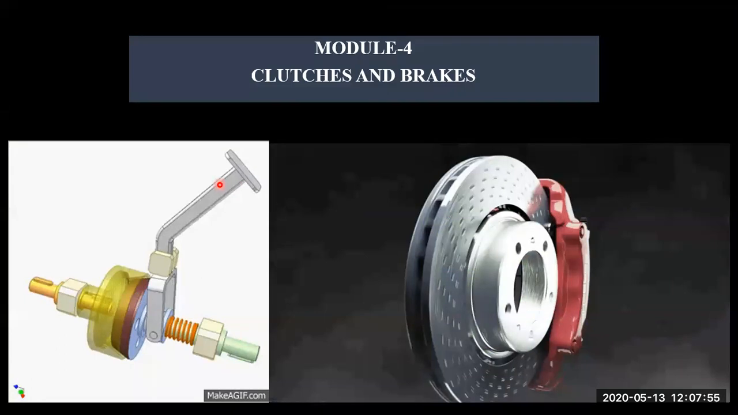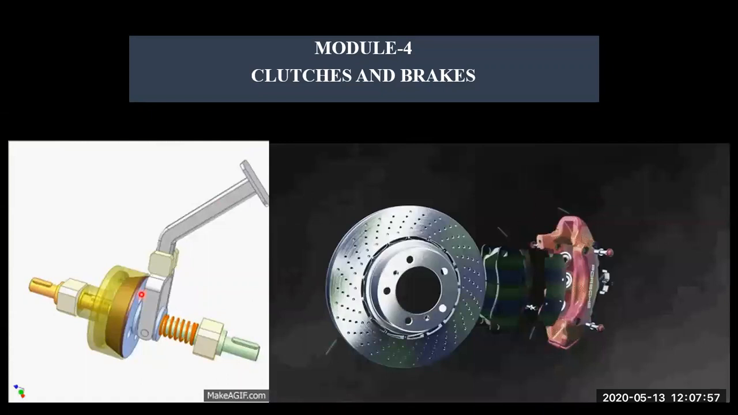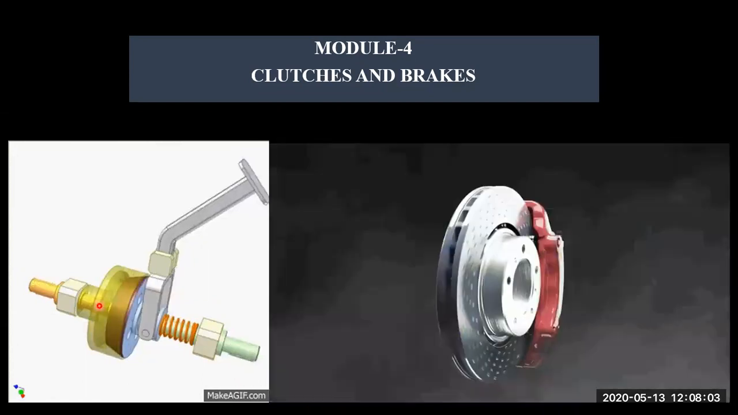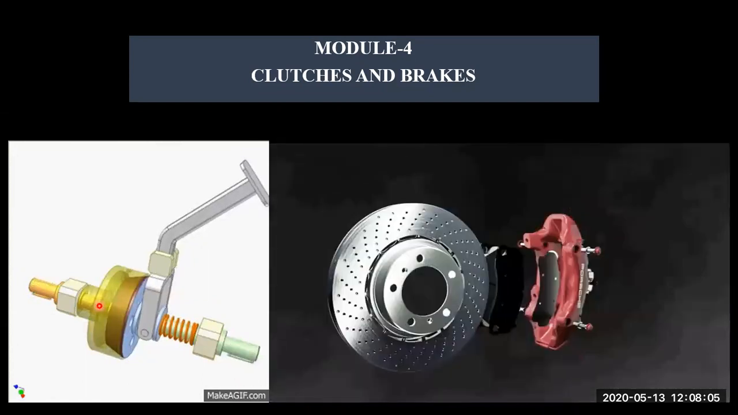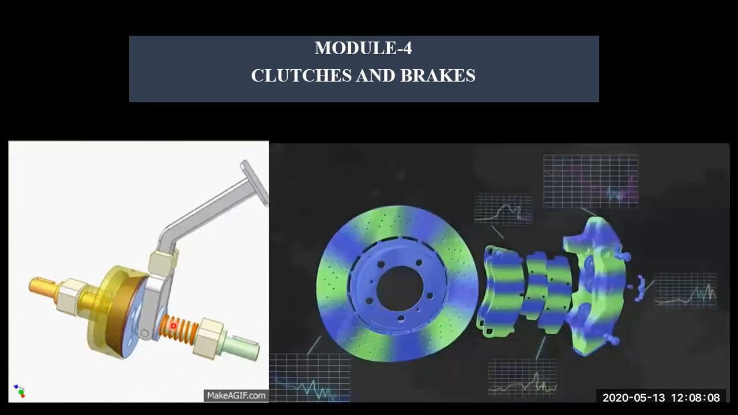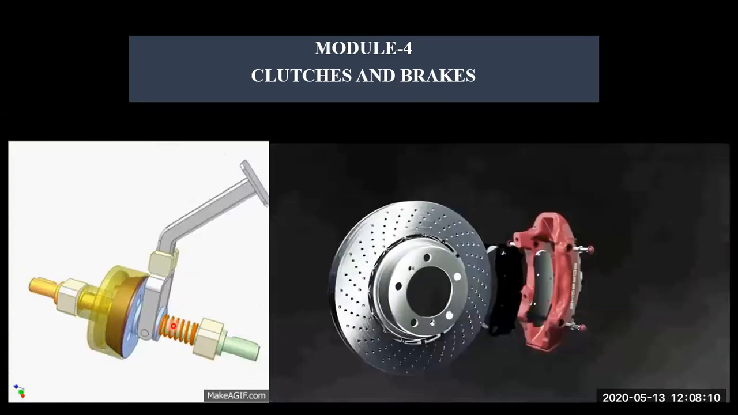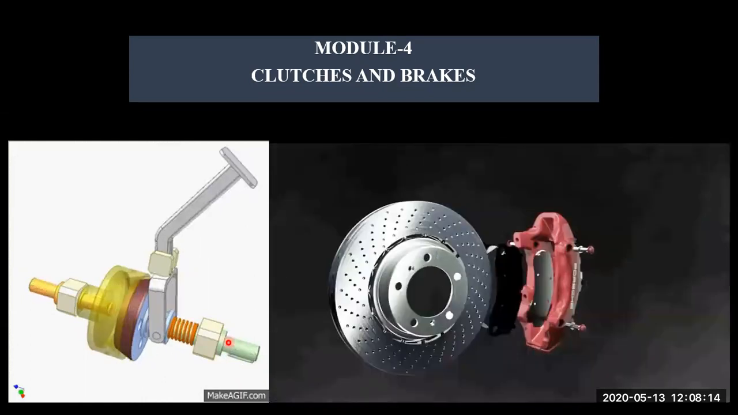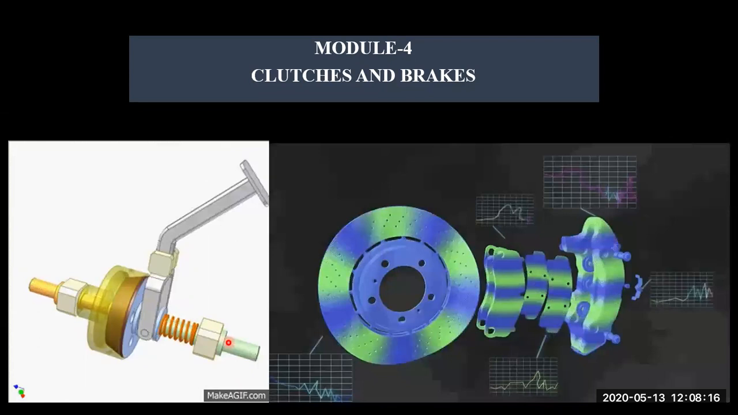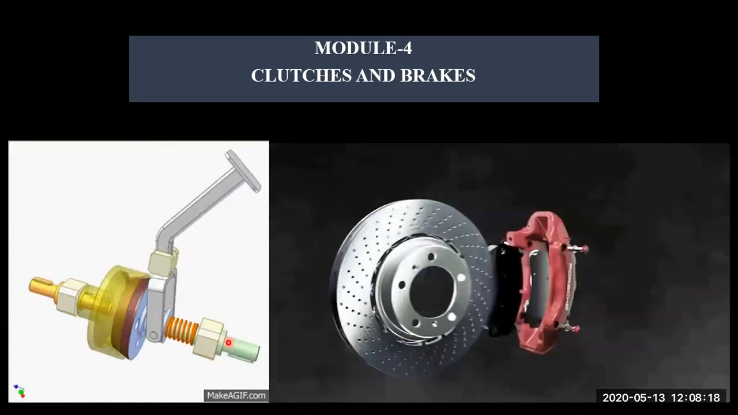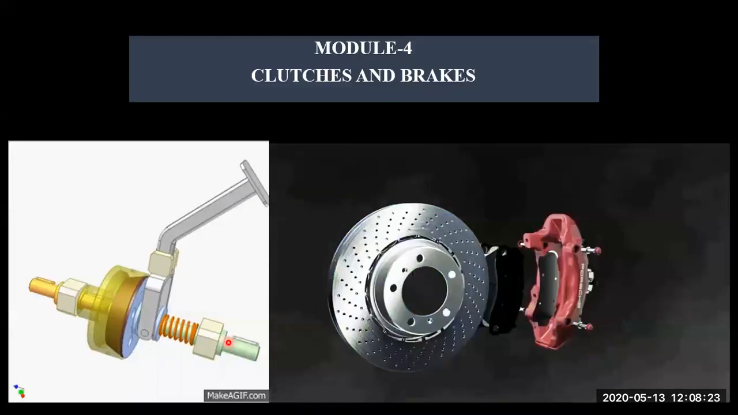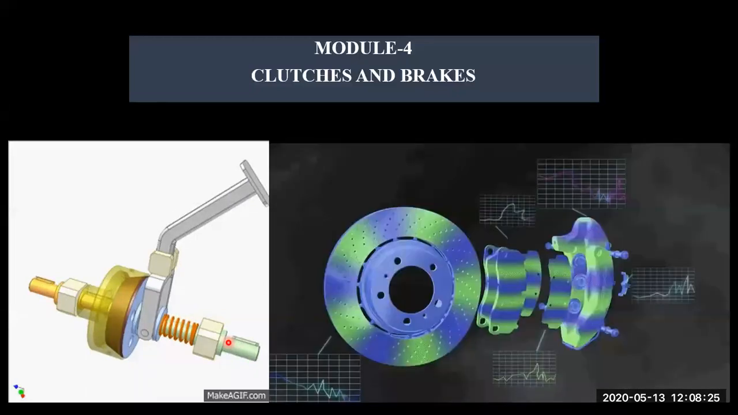It is used to connect or disconnect from the source of power. Usually this will be connected to the drive shaft from the engine, and whether you want to change gears or connect it to the power transmission system, that is, to your wheels. Mostly it is used in automobiles. It's also used in power presses and farm equipment and all those things.